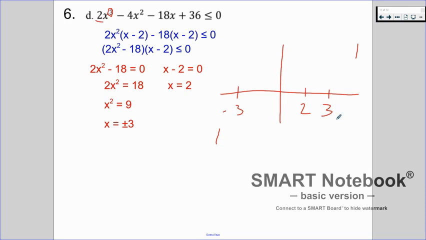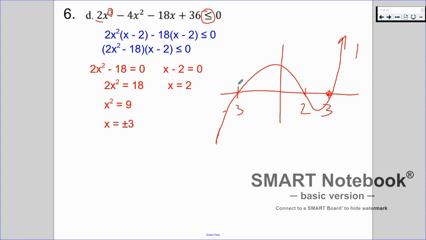So all we're going to do is go through -3, then come back down through 2 and go back up through 3. So I didn't hit that one very well, but that's the idea. I've got those crossings at those 3 points. All right, and then the question is, when is that polynomial less than or equal to 0? So when is it below the x-axis? Well, as I start looking at the graph, everywhere over here, it's below the x-axis.